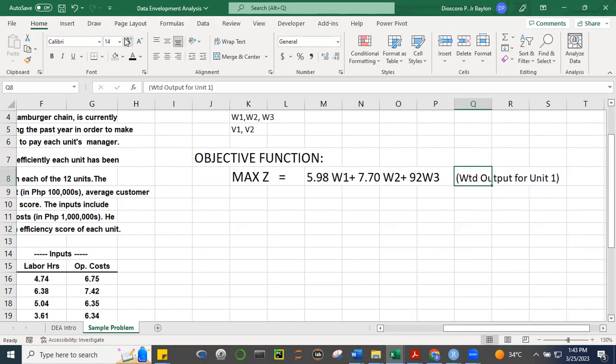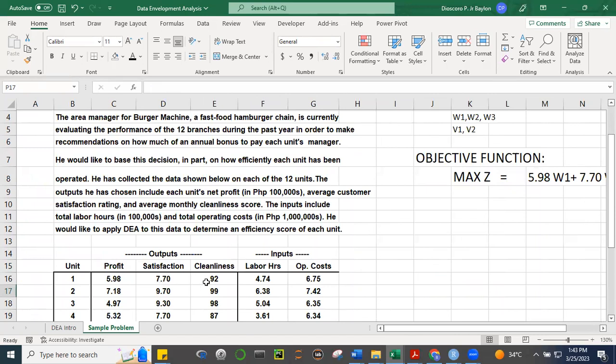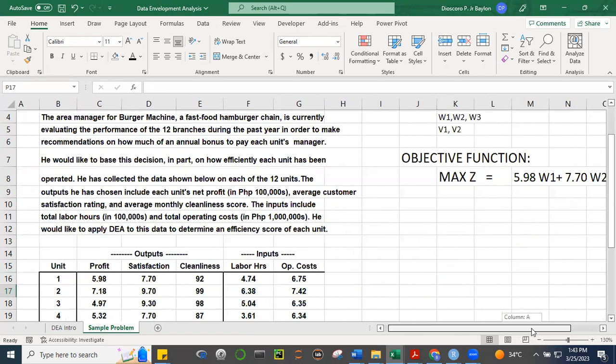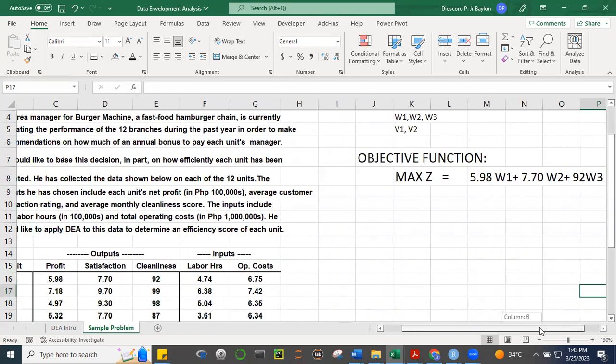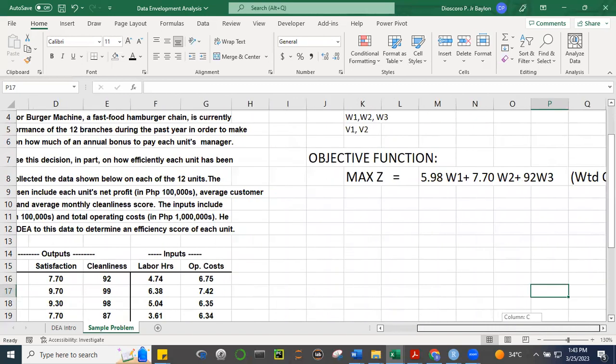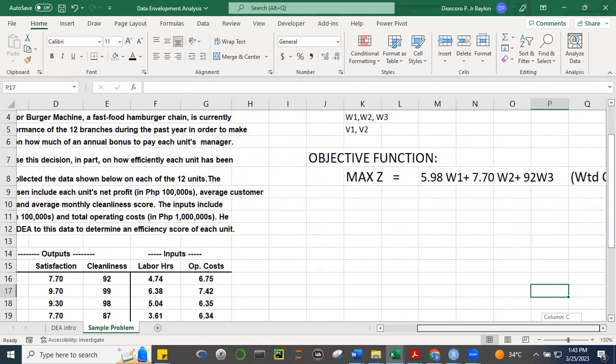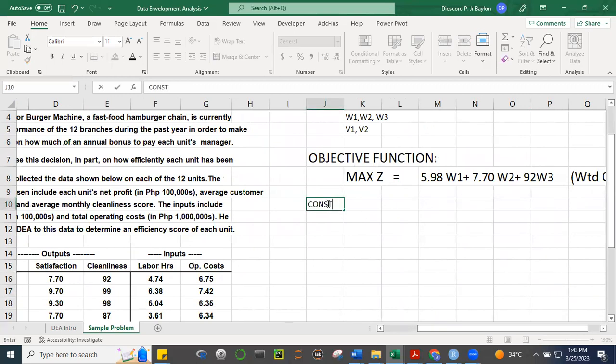Okay, so it's pretty straightforward. So we need an equation. And since we know the profit, satisfaction, and cleanliness ratings of unit number 1, we can compute its objective, its weighted output, which is 5.98 times W1 plus 7.7 times W2 plus 92 times W3. All right, so let's now go to our constraints.